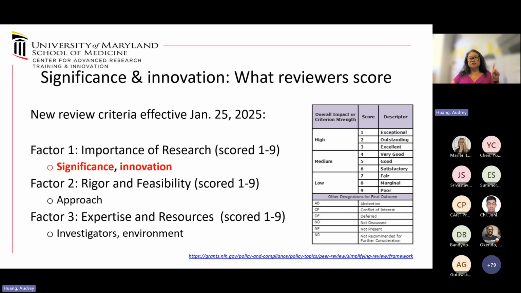And like I said before, these are new review criteria effective just earlier this year. There's 3 scores you get in an R1 grant application. They will vary from a K award to an R award, but in general, they're looking at the importance of the research, which is addressed in your significance and innovation sections. And remember, that's like 4 to 6 pages of your whole 12-page research approach. So that's significant. That's a chunk. And then they're looking at other 2 factors, which we will also talk about.